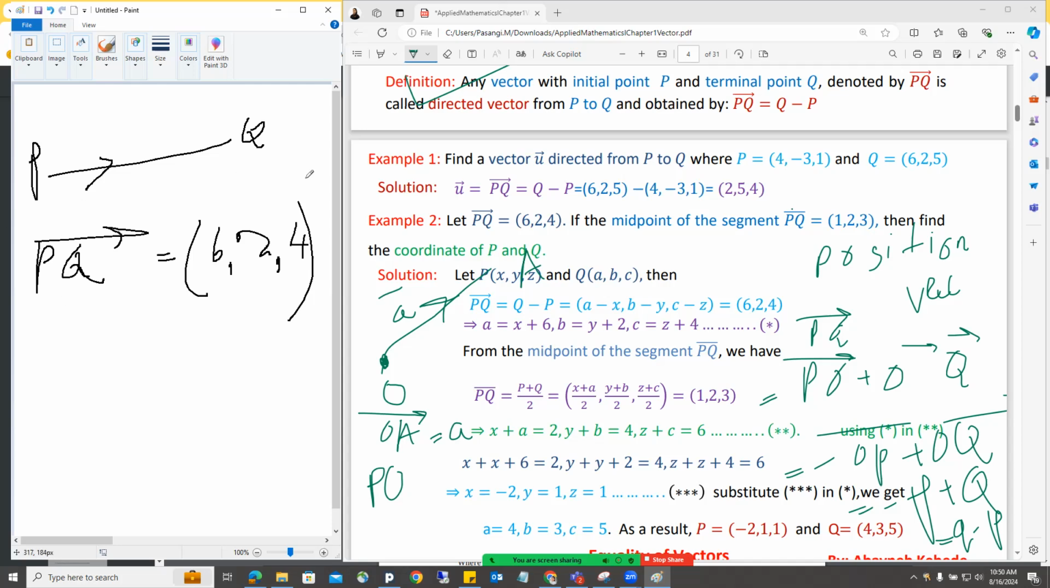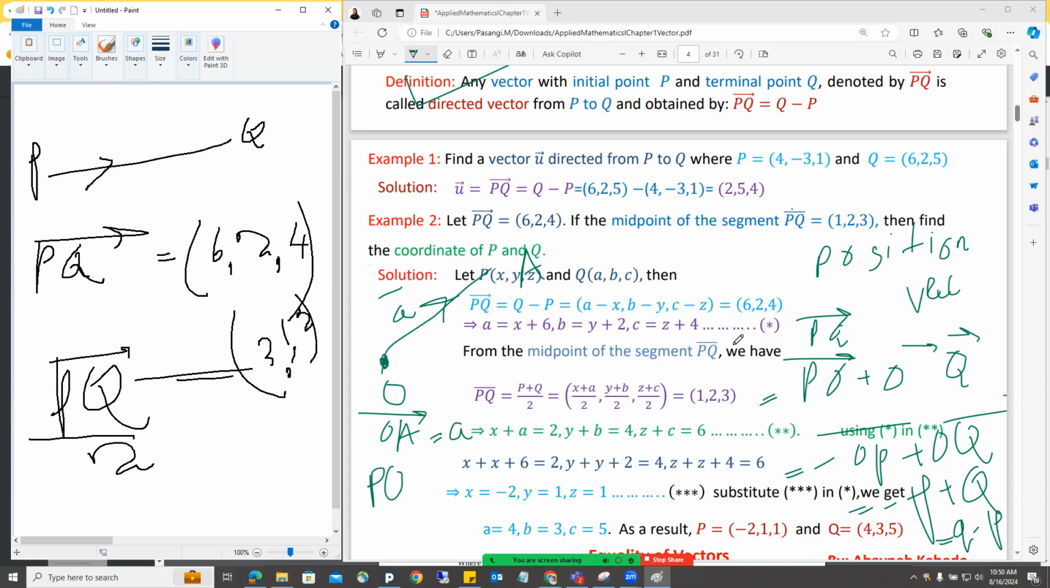Now the midpoint will be on this PQ vector, that is 1, 2, 3. The half of the PQ midpoint would be 3, 1, 2. Then what we normally do, we need to find out the PQ vector first.